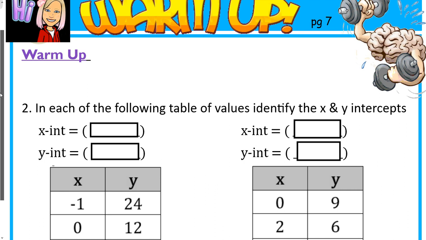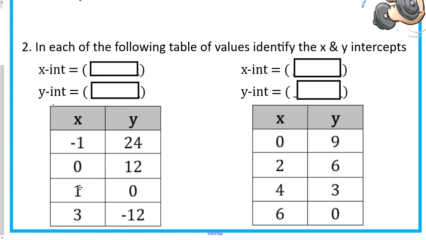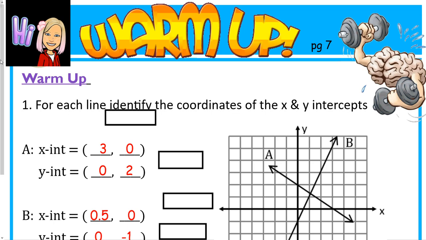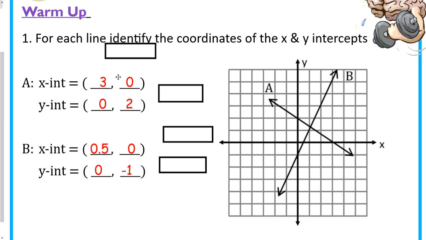Now what if we're given a table instead? All right, what would the x-intercept be in a table? So just looking back at the graph, notice that the x-intercepts always list the value first, and then the second part of the coordinate is always a 0. And for the y-intercepts, the first part is a 0, and the second part would be the actual value.